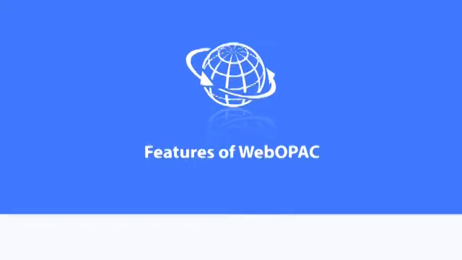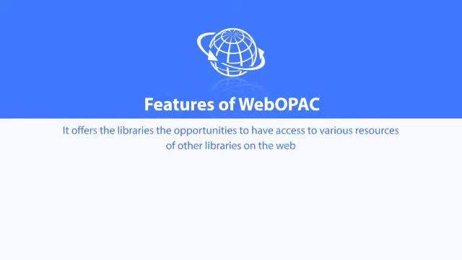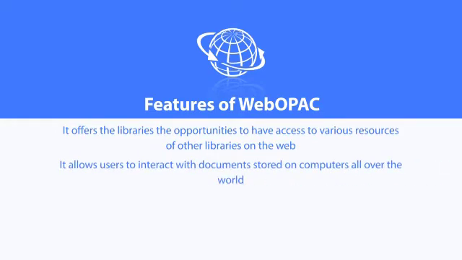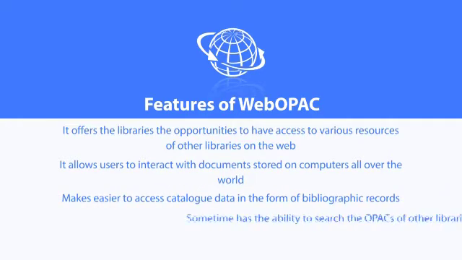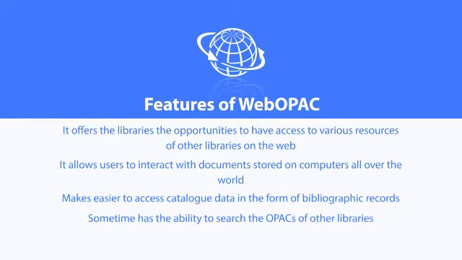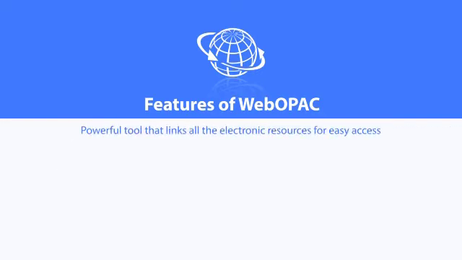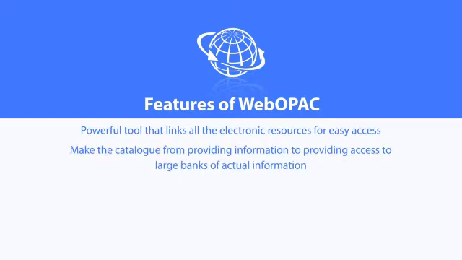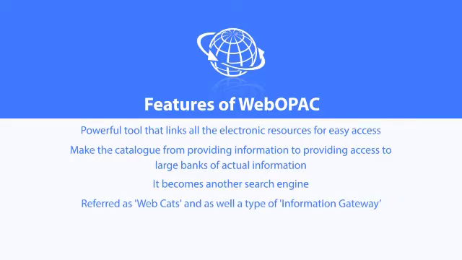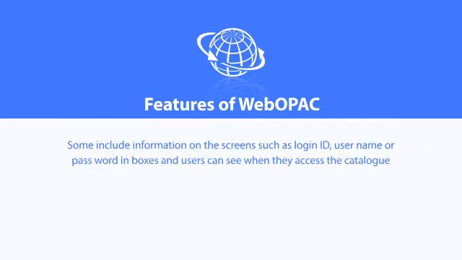Features of a web OPAC: it offers the library community access to various resources of other libraries also, allows users to interact with the documents stored on our computers, makes access to catalog data easier, sometimes has the ability to search the OPAC of other libraries, and is a powerful tool that links all the electronic sources for easy access. It becomes another search engine, referred to as webcats or a type of information gateway. It requires a login ID and a password, with user information on the screen such as login ID, username and password in boxes, and users can see when they can access the catalog. So this is a very important thing.